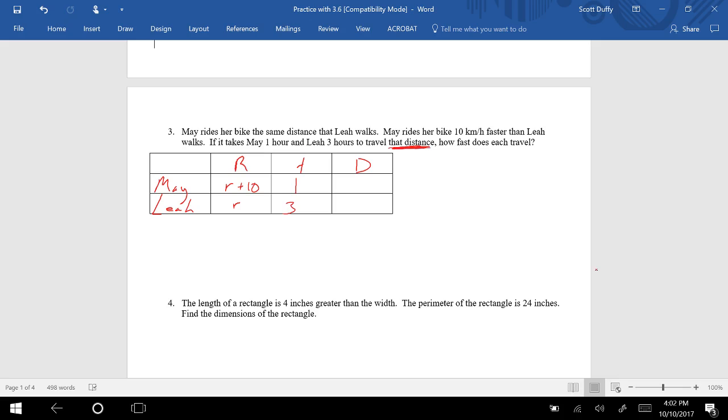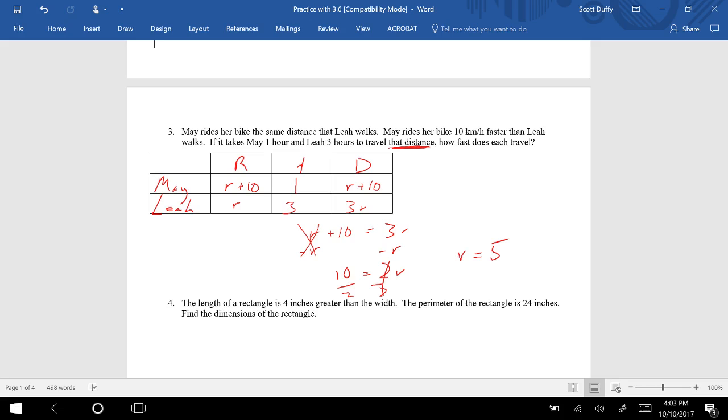So we say rate times time. R plus 10 times 1 is just R plus 10. R times 3 is 3R. Set them up equal to each other. So R plus 10 equals 3R. Subtract an R. Remember, this is just 1R. Cancel it over here. You have 10 equals 2R. Divide by 2, and you get R equals 5.